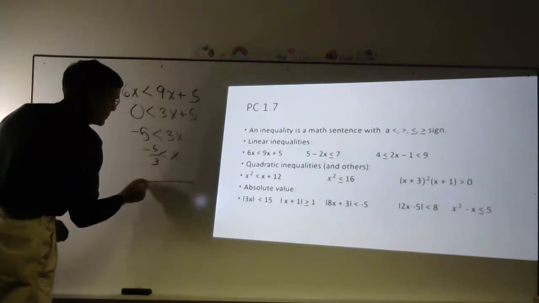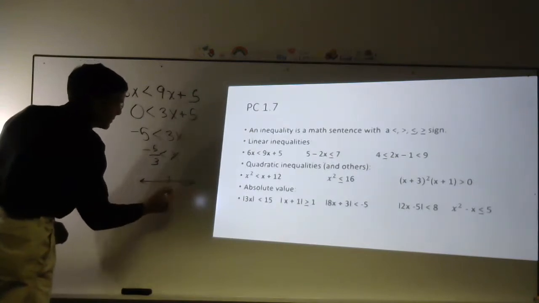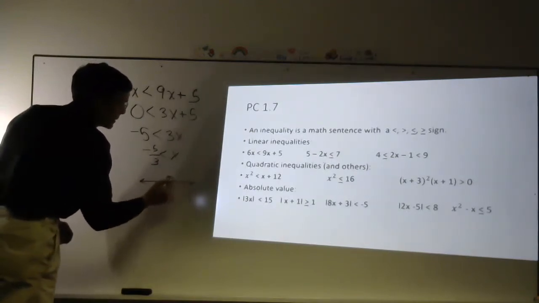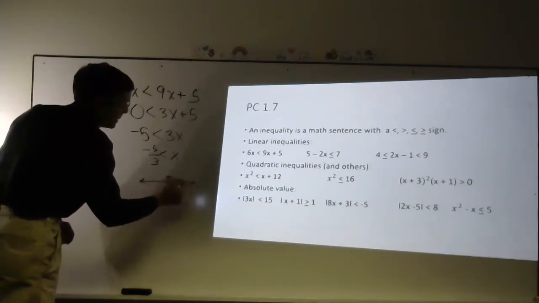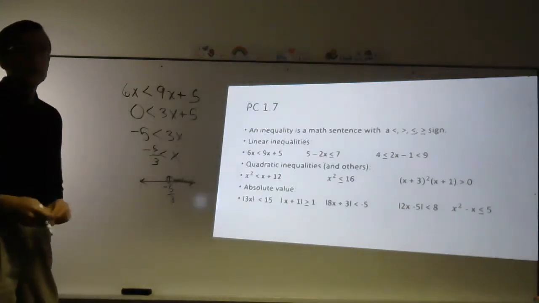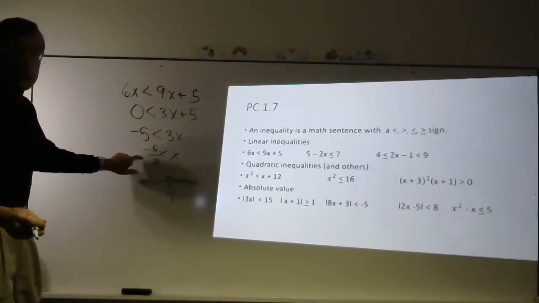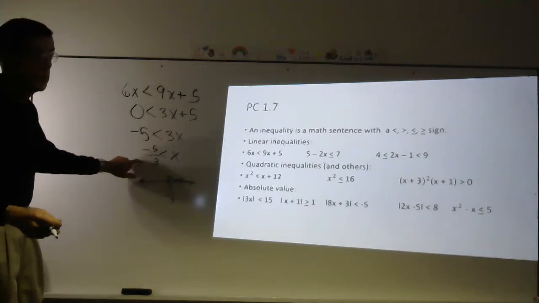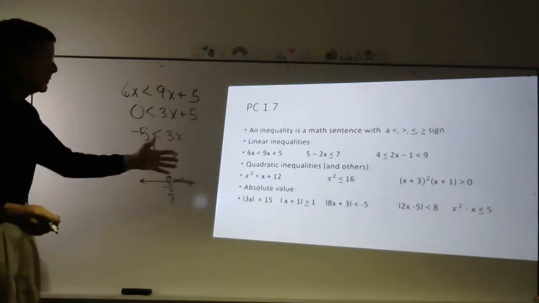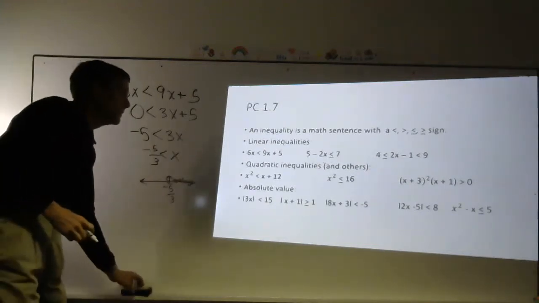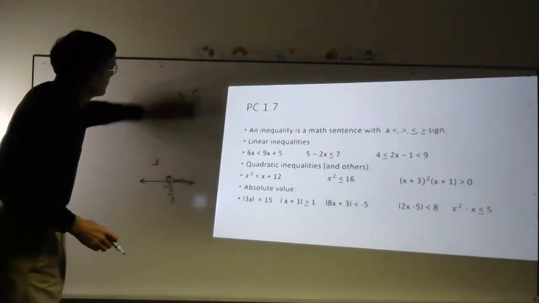So when you're going to tell me the answer to this problem, here is negative 5/3. Strictly bigger is an open circle, and you want to shade all the points to the right. What we did was we found the boundary point. Negative 5/3 is the boundary point. Then we figure out which side to shade. Let's look at the second one.